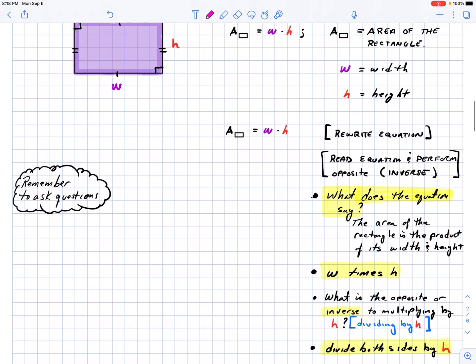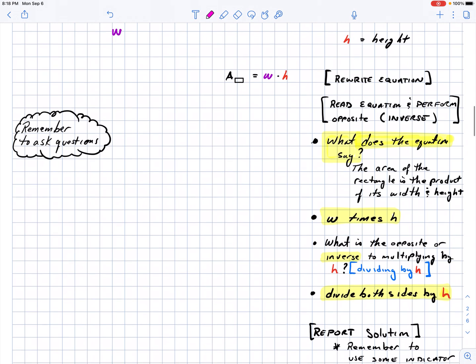And remember to ask questions, like, what does the equation say? Well, if you read it in one way, you might say the area of the rectangle is the product of its width and height. Another way you might look at it is width times height, or W times H. Well, if you look at it in that way, then you just ask yourself, what is the opposite or the inverse to multiplying by H? And clearly that's dividing by H.